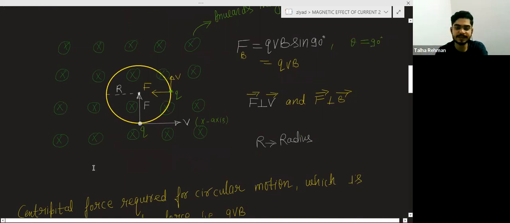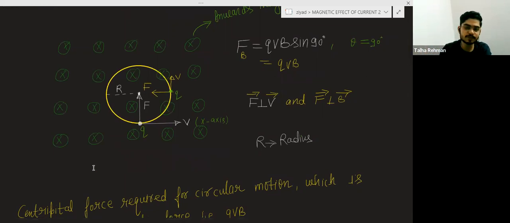And one thing more, there is a term centripetal force. Centripetal force is a force required by a body when the body has to move in a circle. For circular motion, the force requirement is the centripetal force. Without the centripetal force, you cannot move in a circular path.